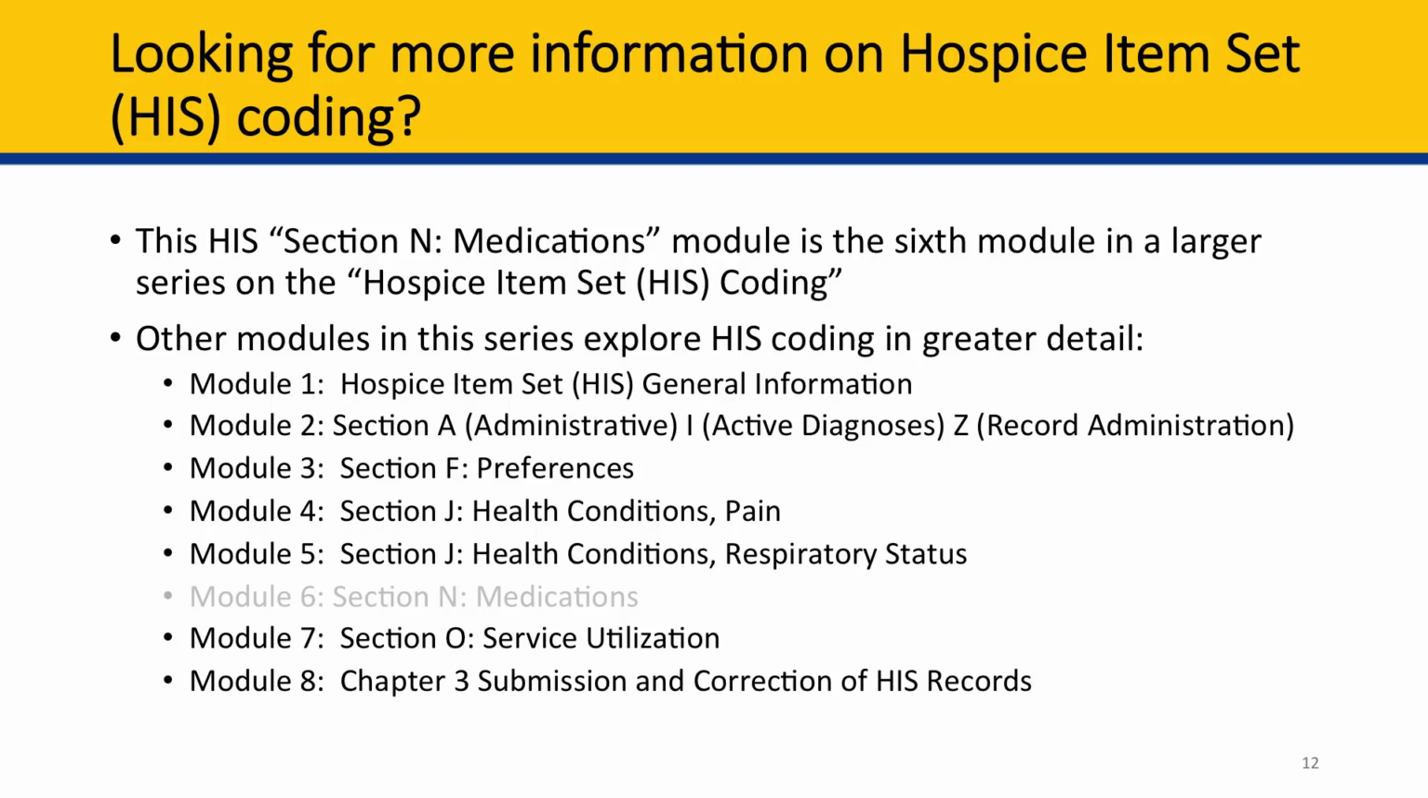This concludes the module Section N, Medications. This module included information on the items and quality measures in Section N, including the PRN and scheduled opioid items, as well as the bowel regimen item. This is the 6th of 8 modules in this series, Hospice Item Set Coding. The other modules in this training series are listed here, and we encourage you to view these training modules as well to understand more about HIS coding and learn how it may help you and your hospice.